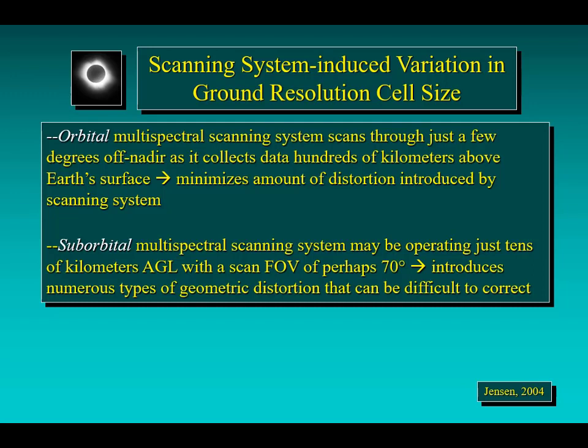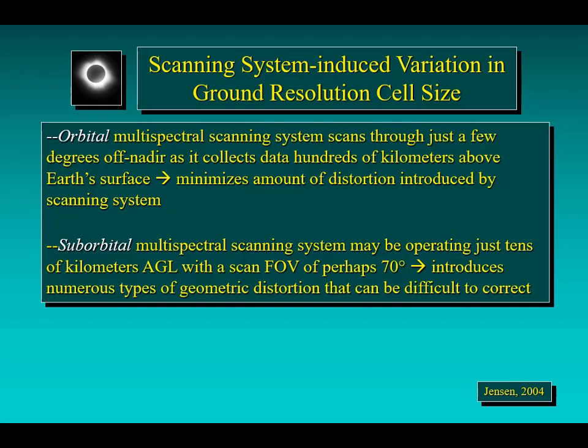And so if we have an orbital multispectral scanning system, remember with a whisk broom scanner, we have a mirror that's oscillating and scanning back and forth at a rapid rate over this arc, this field of view. If we have a satellite or orbital-based multispectral scanning system, it's really just going to be scanning through a few degrees off nadir as it is collecting data from hundreds of kilometers above the Earth's surface. And the net effect of this is that it's going to minimize the amount of distortion that's going to be introduced by the scanning system in this manner.